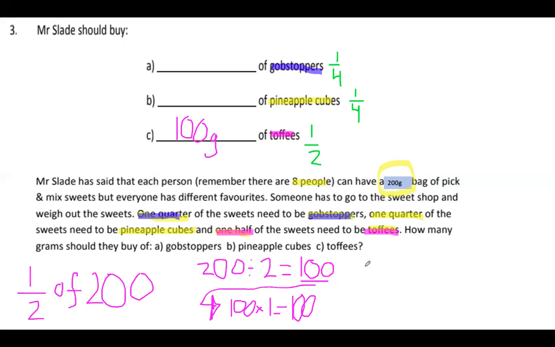Now, this is for one person. I'm going to look at 8 people later, but I've just put 1 for now, all right? So that pineapples is 1/4 of 200. Again, I'm going to use my WDD. So 200. What am I going to divide by this time if I want to find 1/4? WDD, so 200 divided by 4.